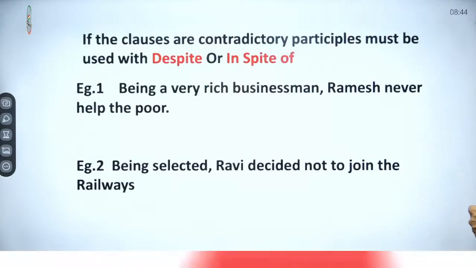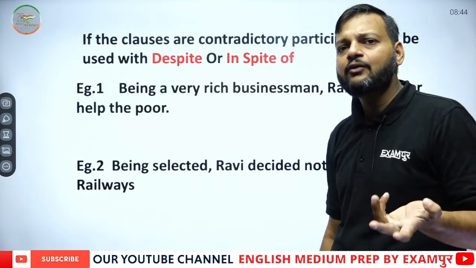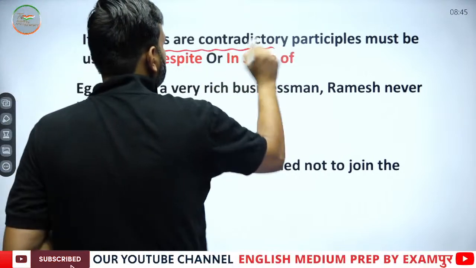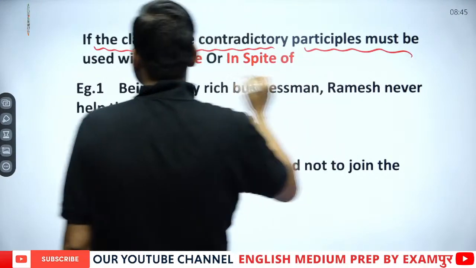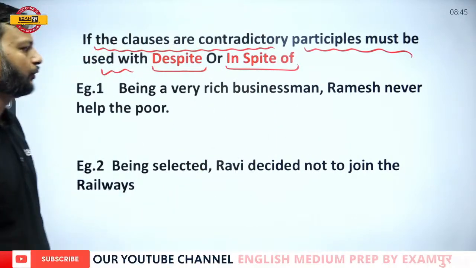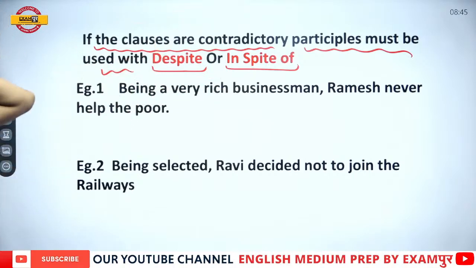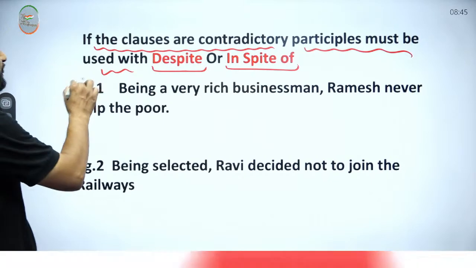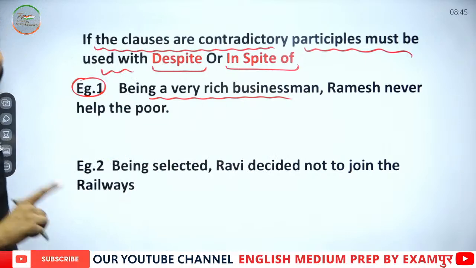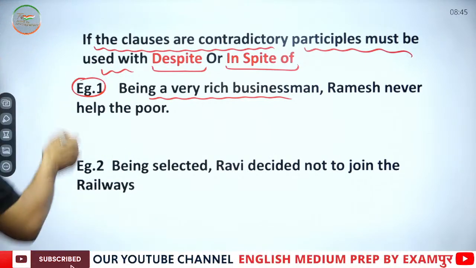Okay, now if the clauses are contradictory, what can we do? If the clauses are contradictory, participles must be used with despite or in spite of. So in the example 1, as you can see, being a very rich businessman, Ramesh never helped the poor. This sentence is wrong because both the clauses have contradictory meaning. So how can we rectify this error?